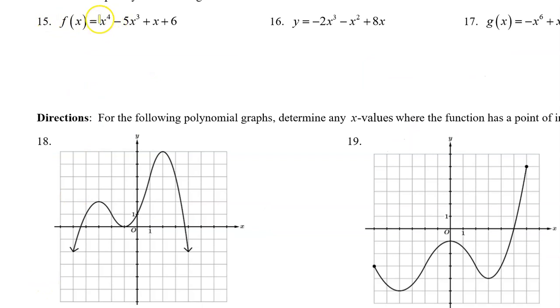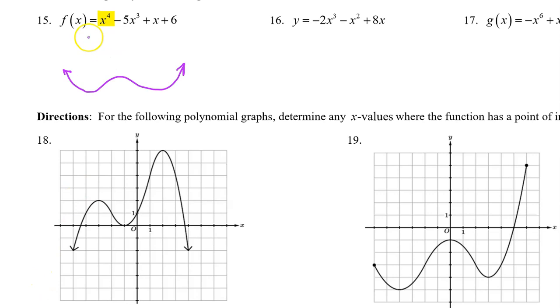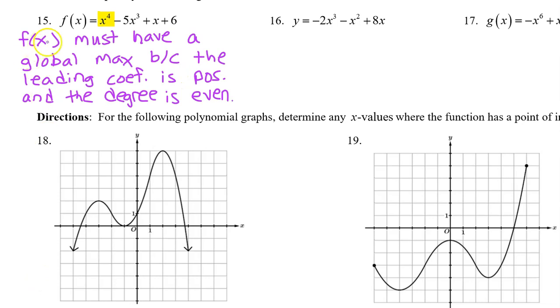For number 15, focus on the leading term x to the 4th power. Because the leading coefficient is positive and we have an even degree 4, we know the end behavior is going to be like this. We say f of x must have a global min because the leading coefficient is positive and the degree is even.